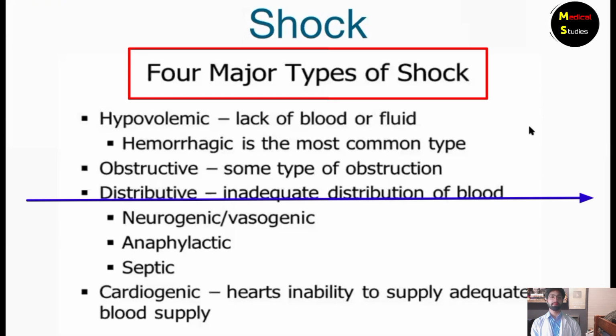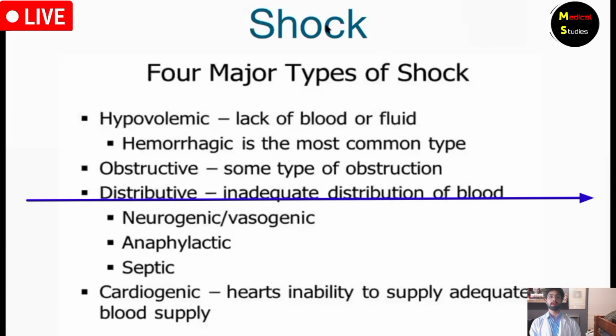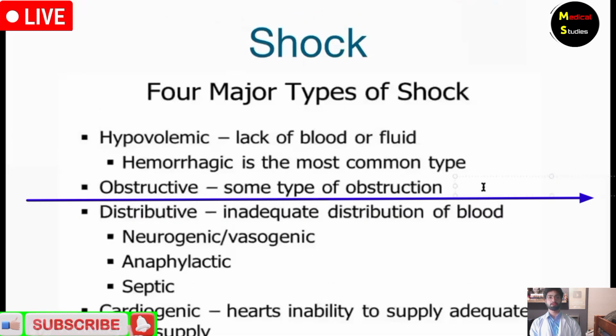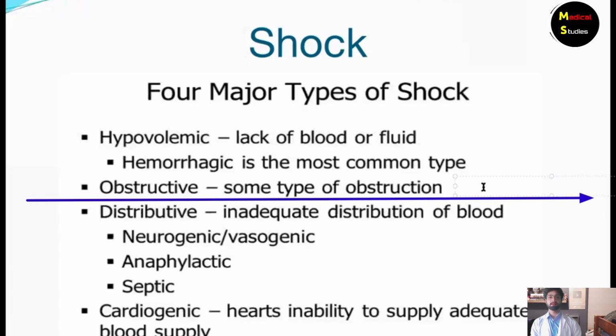Now what is obstructive? Obstructive is some type of obstruction. What do we mean by obstruction? When there is some obstruction in your cardiovascular system. A few examples are there. What is cardiac tamponade, also known as pericardial tamponade? It means there is a collection of blood in the pericardial cavity which is compressing the heart. So there are a lot of problems in the refilling phase, and it is a type of obstruction.